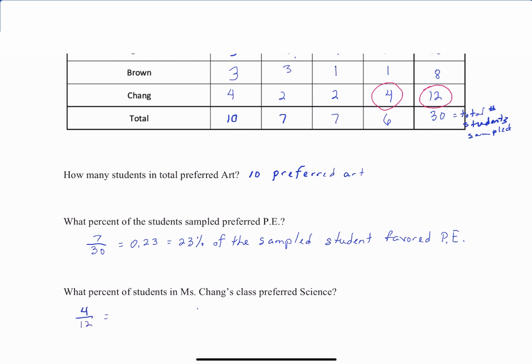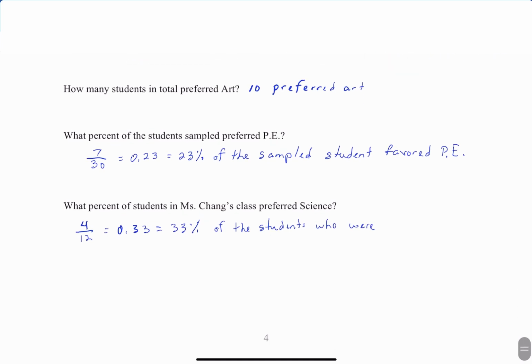That's 1/3, which is 0.3333, but I'll round off to 2 decimal places. In other words, 33% of the students who were sampled from Ms. Chang's class preferred science.